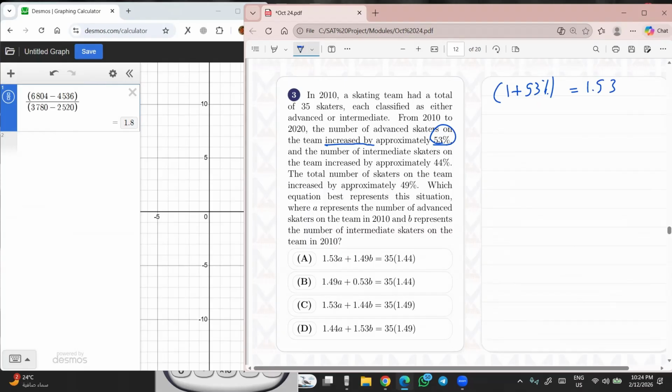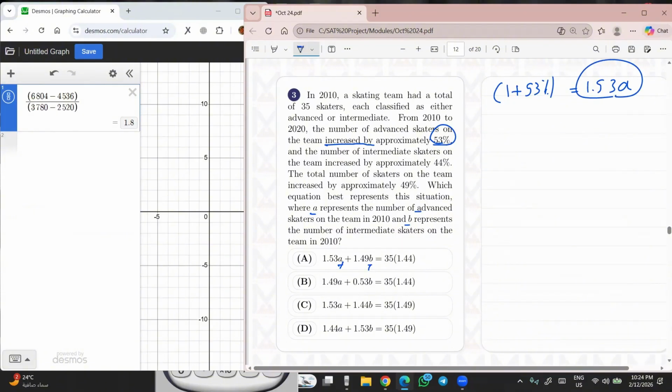So what it is, this is the advanced one. It's increased by 1.53 of the advanced, which was originally mentioned as A. As you can see here, advanced, and this other one is classified in advanced or intermediate. So advanced is A and B is intermediate. As the question mentioned here, so we can say A represents the number of advanced skaters and B the number of intermediates. So we can have this number as part of our equation.